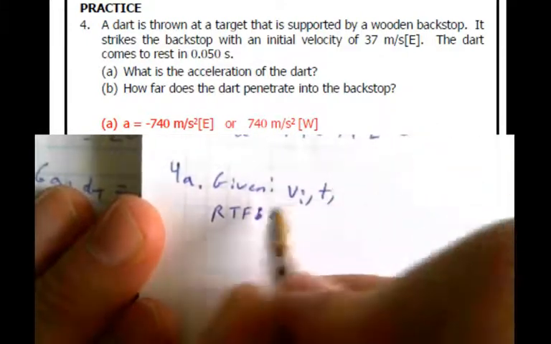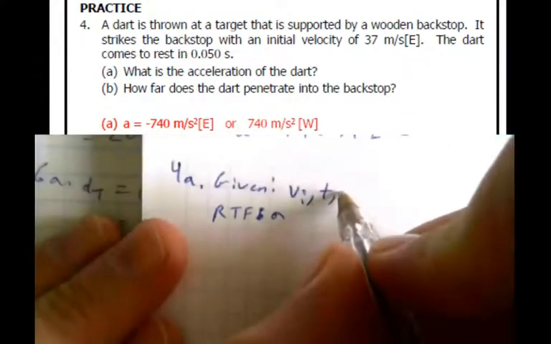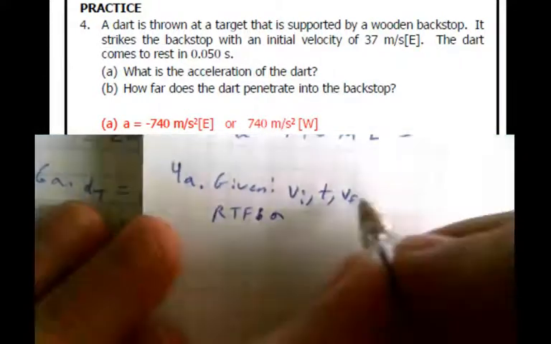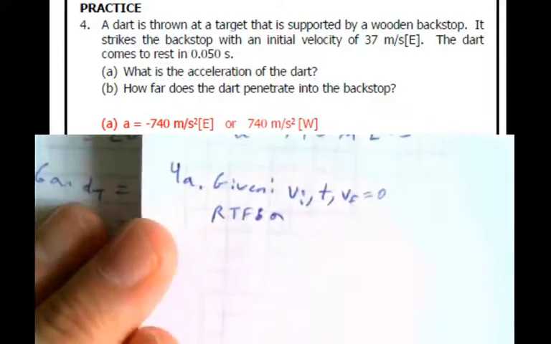But I can't solve anything unless I have three pieces of information. So, reading the problem again, it says that the dart comes to rest, so it means that its final velocity is 0. Sometimes you can write that as a given. So we write our VI and T, and we can write our VF equals 0.